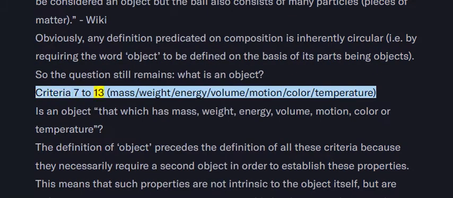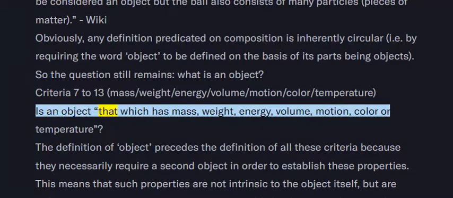Criteria 7 to 13, mass/weight/energy/volume/motion/color/temperature. Is an object that which has mass, weight, energy, volume, motion, color, or temperature?